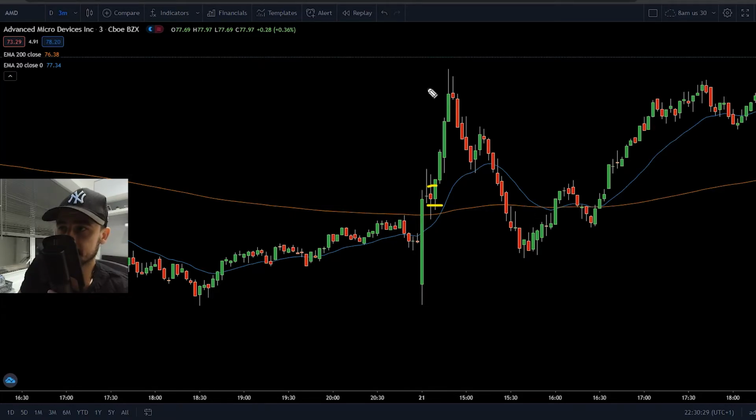on AMD, guys. And can you see how this 20 acts as support? Once it comes in, tests, bounces, then breaks through. Okay, this is very crucial, and this happens each and every day at the stock market open.